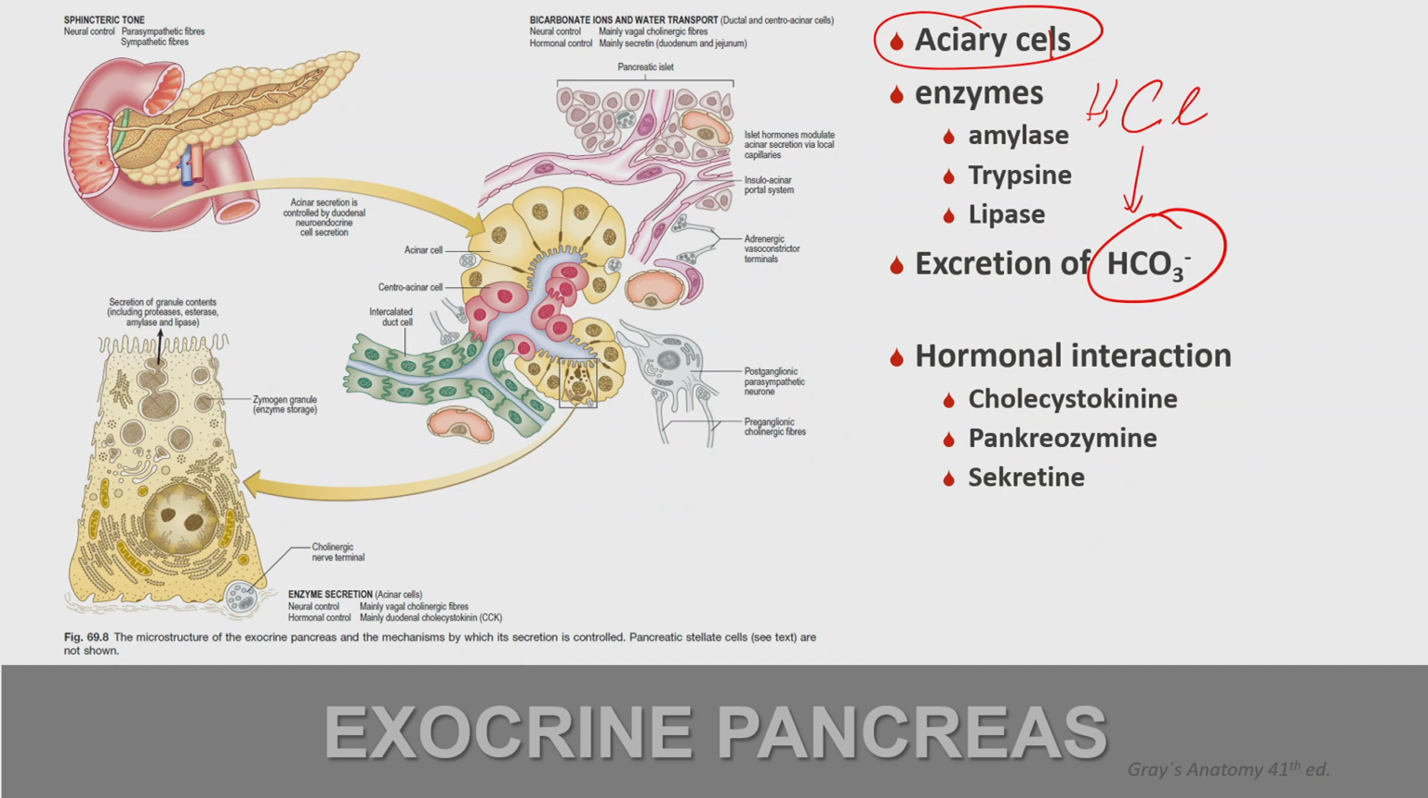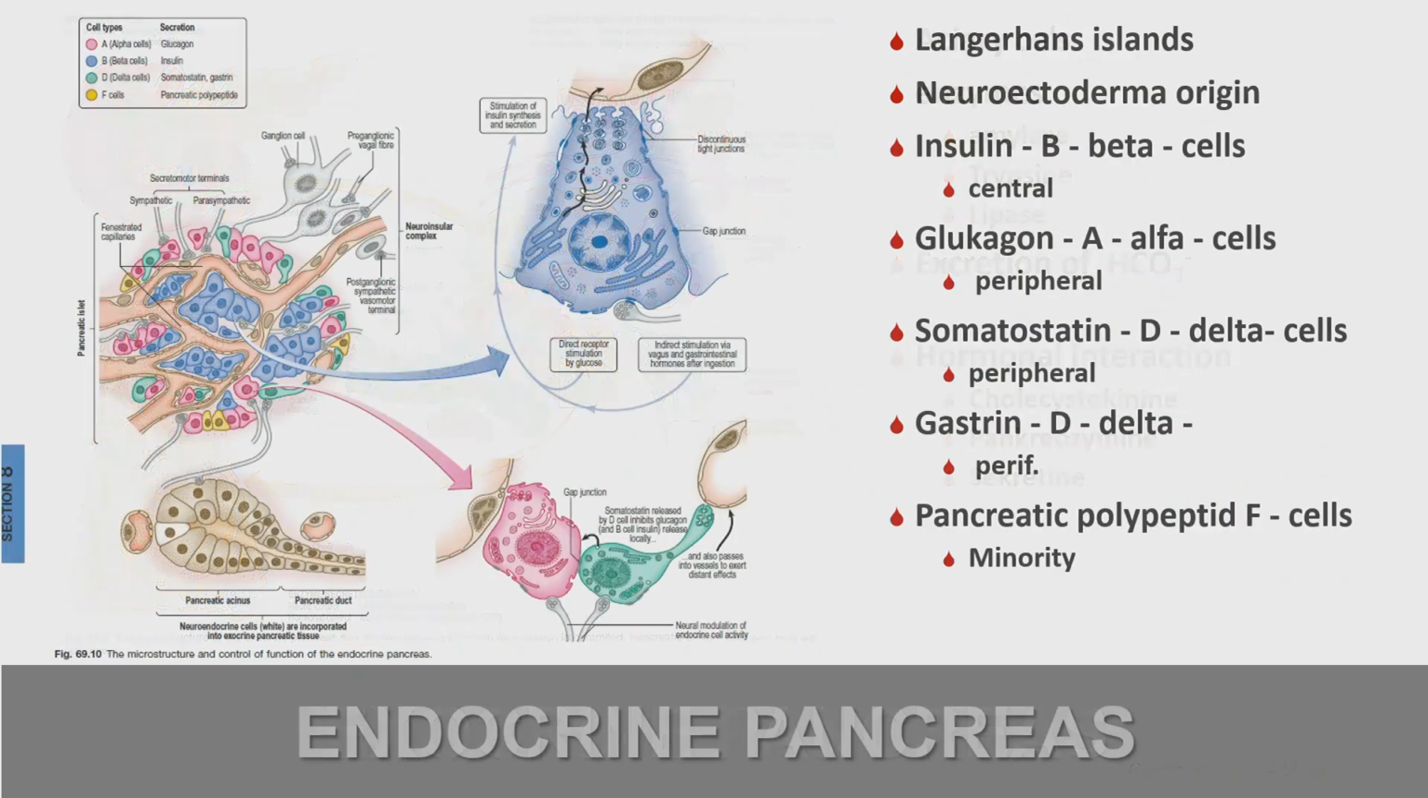So then the production of those substances, which are important for digestion, important for neutralization, so for safety of the GI tube, is guided by hormonal interaction, and those hormones are cholecystokinin, pancreozymin, and secretin, and they are products of the gastrointestinal tube. The second part of pancreas are forming so-called and very well-known Langerhans islands.